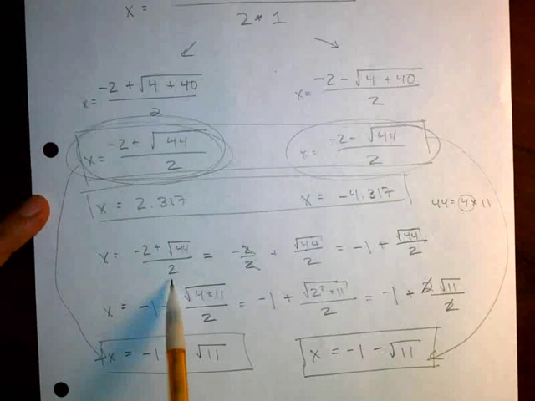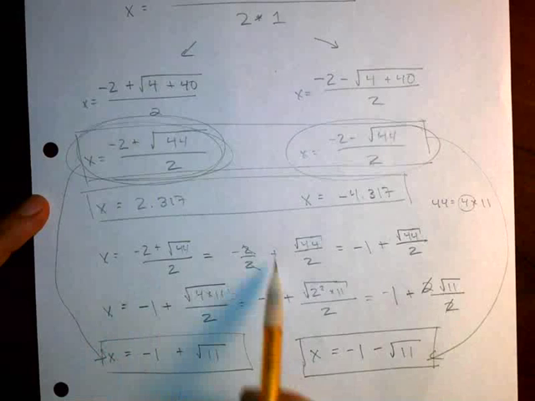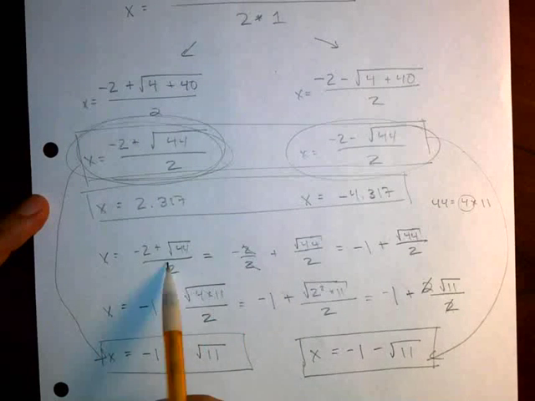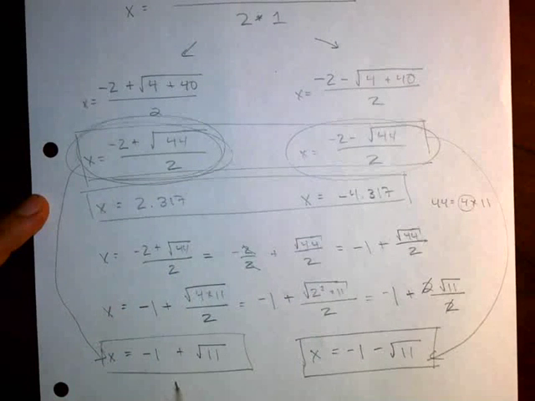What a lot of people did is they tried to cancel out these 2's. You can't cancel out the 2 everywhere. You could cancel out the 2 here, but in order to cancel out the 2's everywhere, you need to get a 2 in every term, not just in one. So that's the first problem.